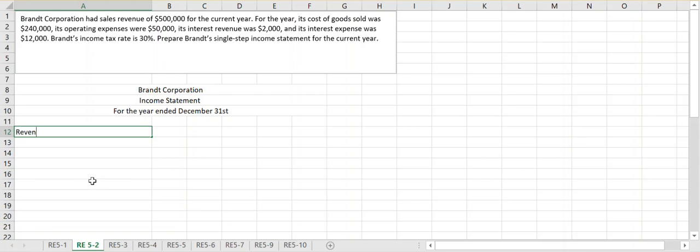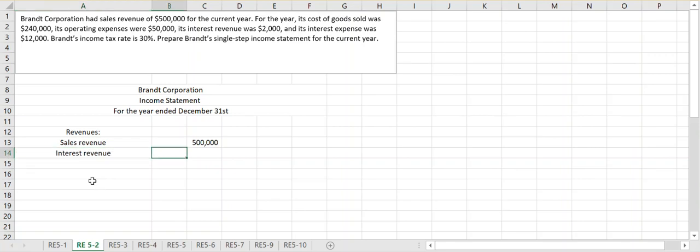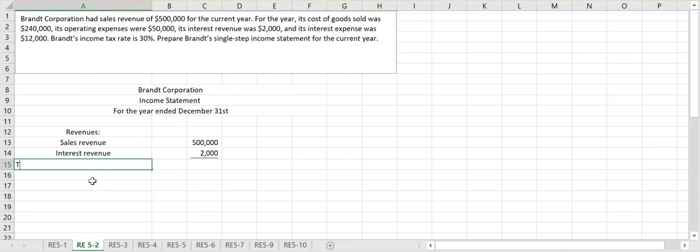So we have our revenues. And we have two in this case. We have our sales revenue, which is our normal one. And our sales revenue, they told us, is going to be at $500,000. And we have interest revenue. We're no longer separating it away from our normal revenues that we have of $2,000. So that gives us our total revenues of $502,000.